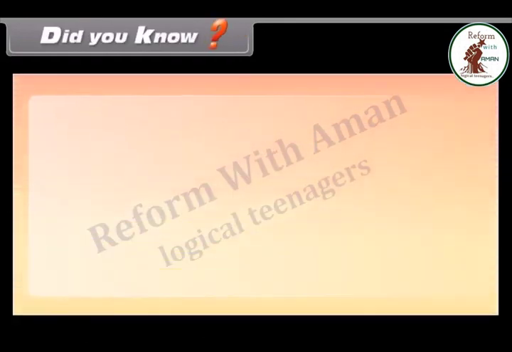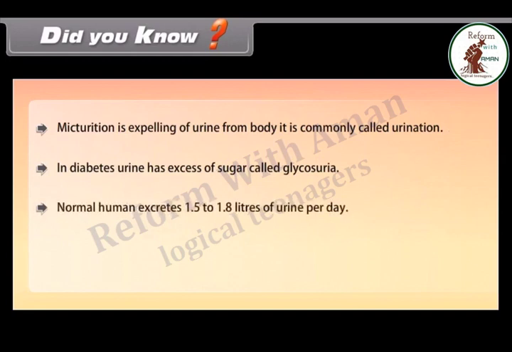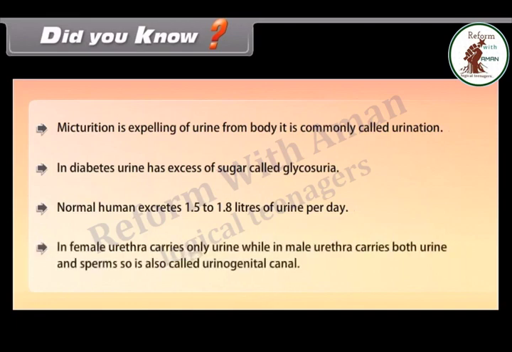Did you know? Micturition is expelling of urine from the body. It is commonly called urination. In diabetes, urine has excess of sugar called glycosuria. A normal human excretes 1.5 to 1.8 liters of urine per day. In females, the urethra carries only urine, while in males, the urethra carries both urine and sperms, so it is also called the urinogenital canal.